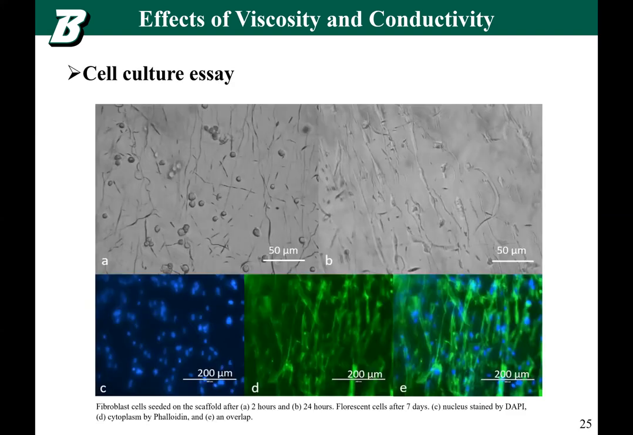And finally, we did a cell culture to validate our scaffold and that the silver nanoparticle is not harmful to the cells. So the cells cultured here are human fibroblasts. And after 7 days, we can see that the cells are already growing along the fiber structure orientation.